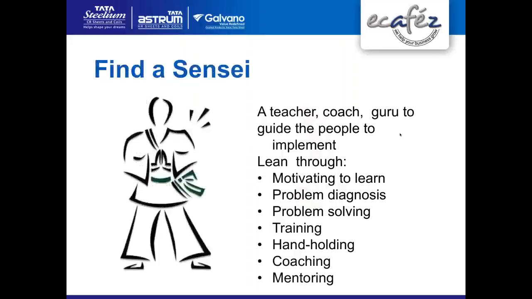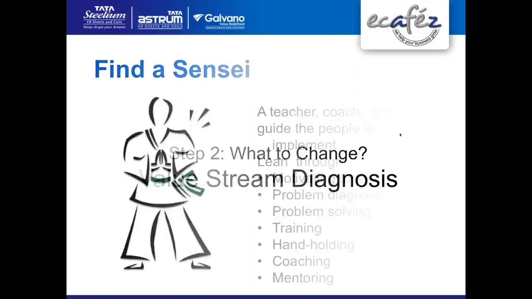Then find a sensei. Sensei is a Japanese word, it means coach. A consultant has a very limited meaning, but the coach is a guru. So who is a guru? A guide, a teacher to the people. It's very important to find a correct guru who can help the people come to the level of transformation, who can motivate the people to learn, who can help diagnose the problem. We can teach how to solve the problems by training, hand-holding, coaching, mentoring. So this is very, very important.